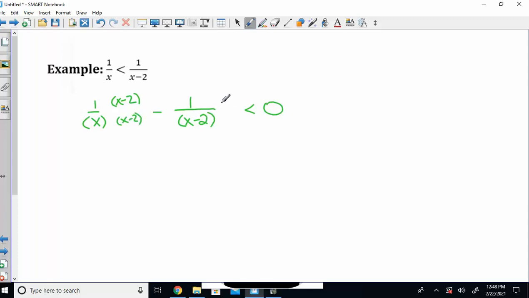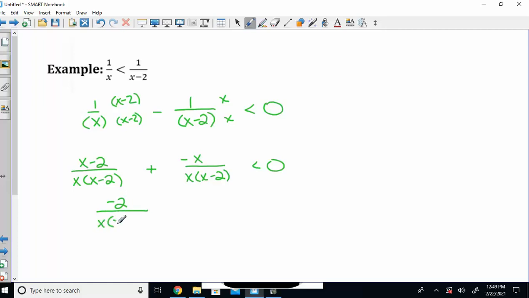This one, what does it need to be multiplied by? Just the x. So we have x minus 2 over, don't multiply those out, just leave it as x times x minus 2, minus x over x times x minus 2. Okay, so positive x and negative x cancel, so I just have negative 2 over x times x minus 2.